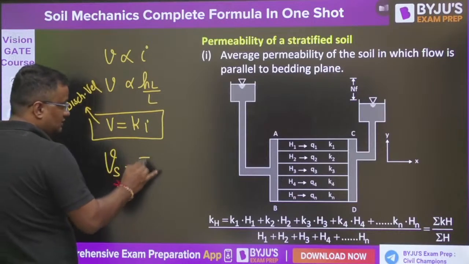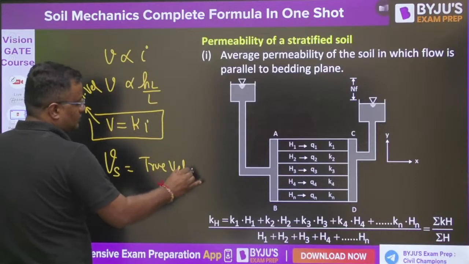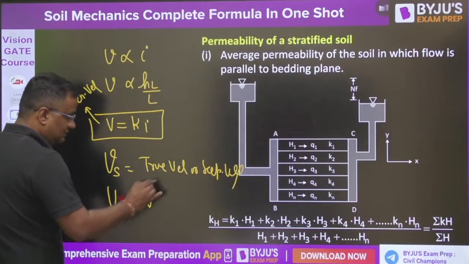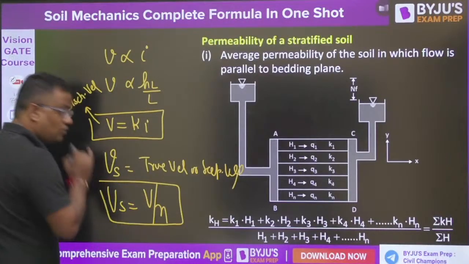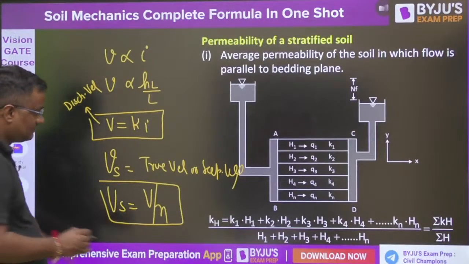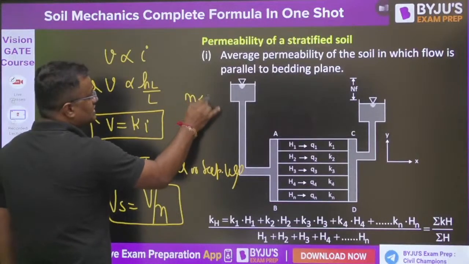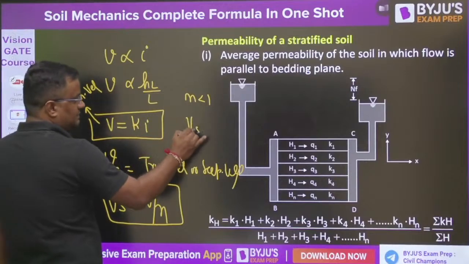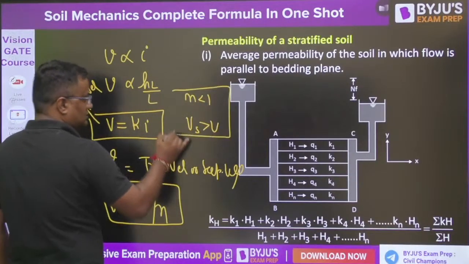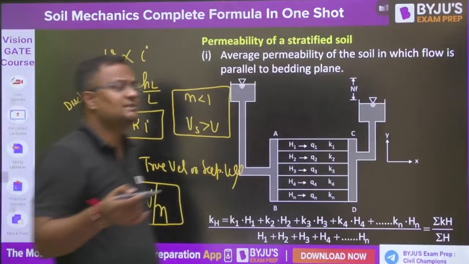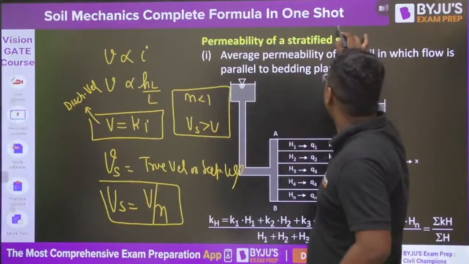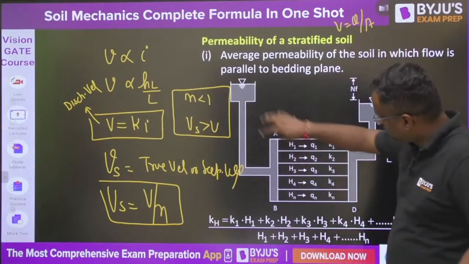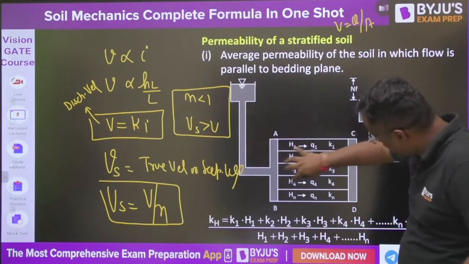The actual velocity, which is the true velocity or seepage velocity, is given by, not going into derivation, V by n, where n is porosity, volume of void by total volume. n is always less than 1, so the seepage velocity is always greater than the discharge velocity. What is the difference between discharge and seepage velocity? Discharge velocity is discharge divided by the area of soil. So from here there is water, water going here.